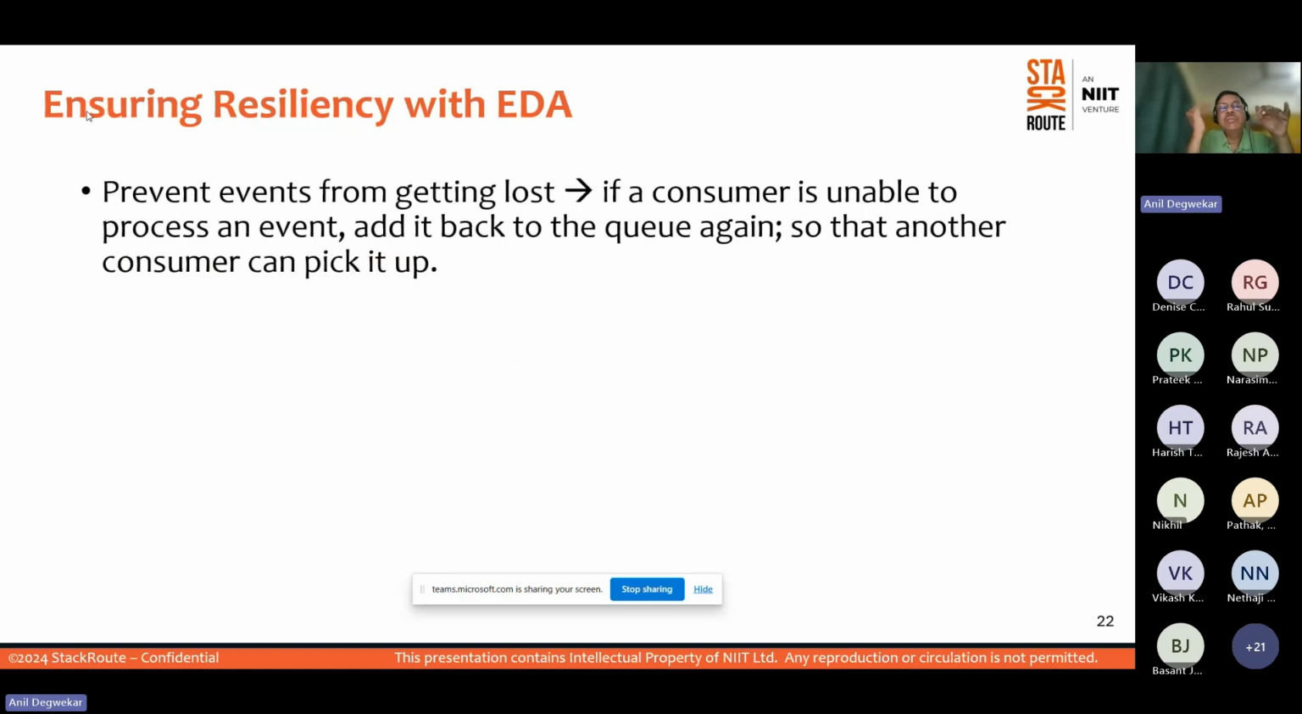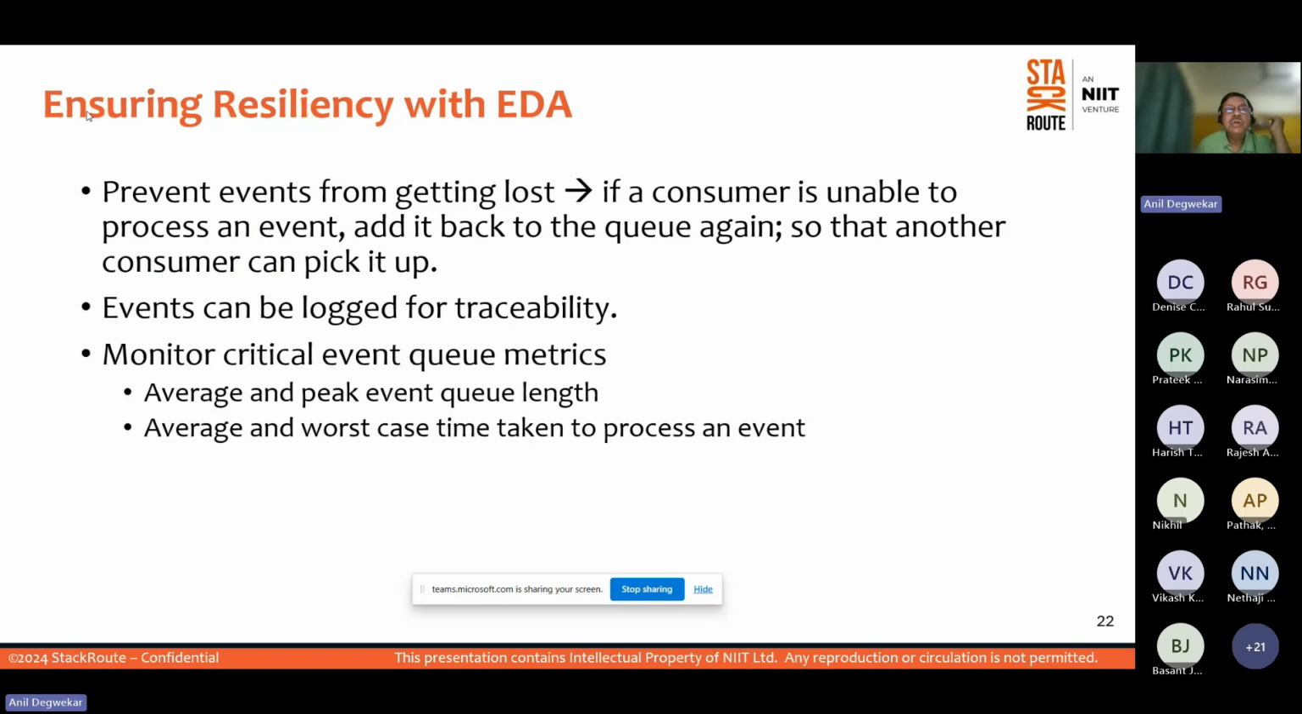To get resiliency, or to make sure events are never lost, if a consumer is unable to process an event, you should put it back into the queue so that someone else can pick it up, right? That is one resiliency feature. You can also log events for traceability, so it improves resiliency. You can also monitor critical metrics. For example, what is your average queue length? What is your peak queue length, right? The moment your queue length goes beyond a certain point, you can raise an alarm so that admins can look into the solution. What is the average time taken to process an event? What is the worst time taken? Put some thresholds and alarms here. So these are some of the techniques by which you can ensure resiliency.